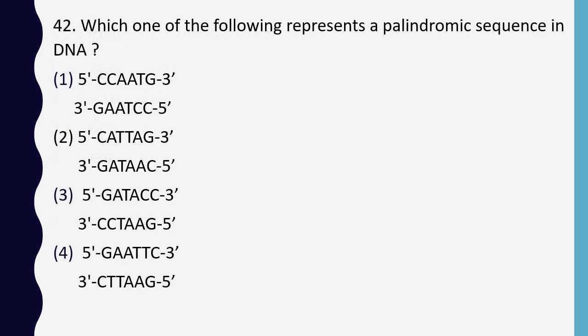Question number 42. Which one of the following represents a palindromic sequence? There are 4 sequences of the DNA given in 4 options. Which of these represents a palindromic sequence? The correct answer is option 4. 5' to 3' it is reading as GAATTC, and on the counterpart from 5' to 3' again it is reading as GAATTC. So it's a palindromic sequence.